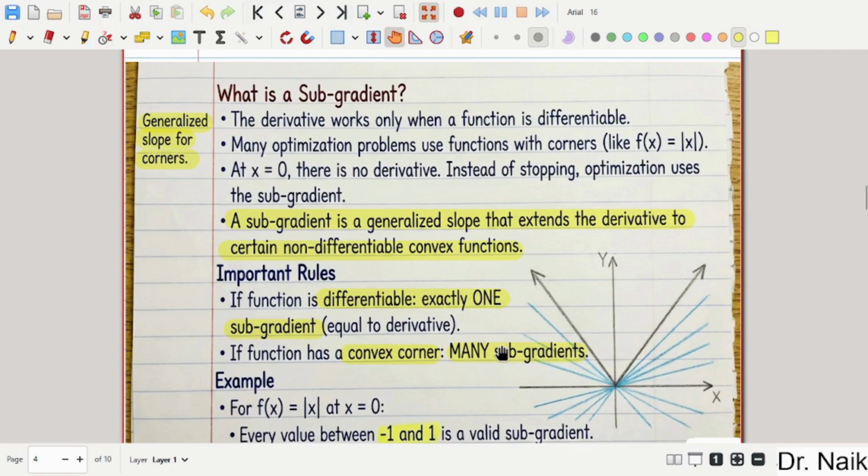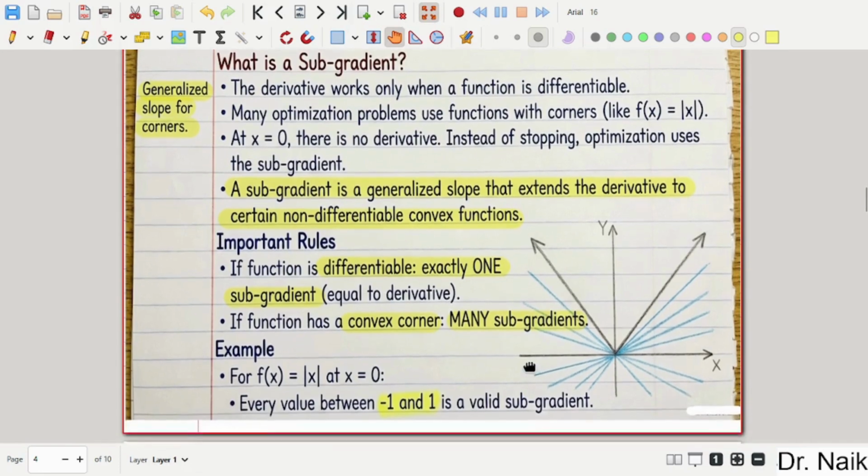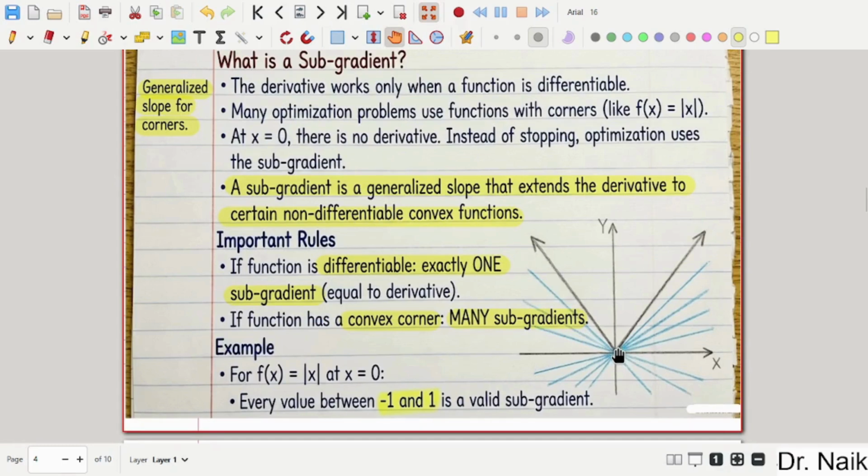A subgradient is a generalized slope that extends the derivative to certain non-differentiable convex functions. If a function is differentiable, then it has only one subgradient, and that is equal to the derivative. If a function has a convex corner, then it has many subgradients. For example, for f of x is equal to modulus of x at x is equal to 0, every value between -1 and 1 is a valid subgradient.